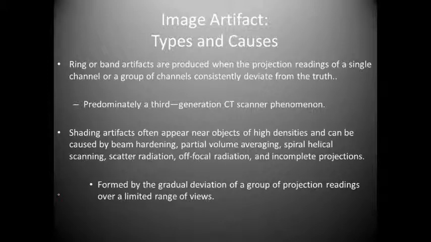Ring or band artifacts are produced when the projection readings of a single channel or a group of channels consistently deviate from the truth. This is predominantly a third generation scanner problem, not usually found in fourth generation, but only in third. Shading artifacts often appear near objects of high densities and can be caused by beam hardening, partial volume averaging, spiral helical scanning, scatter radiation, off-focal radiation, and incomplete projections. It's formed by the gradual deviation of a group of projection readings over a limited range of views.